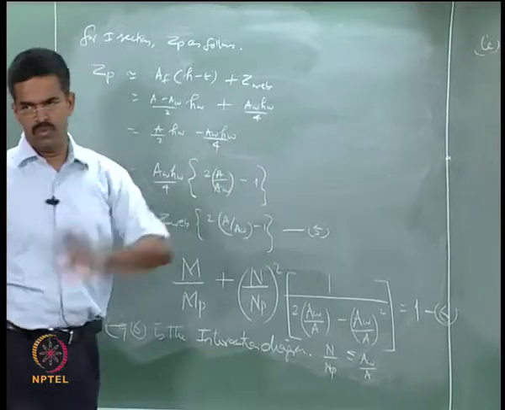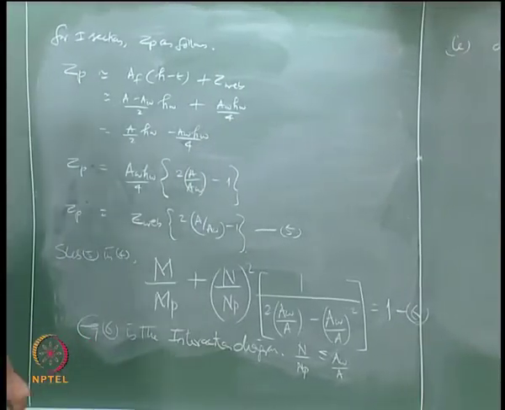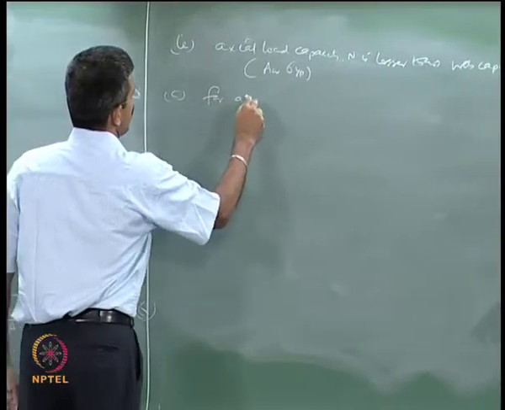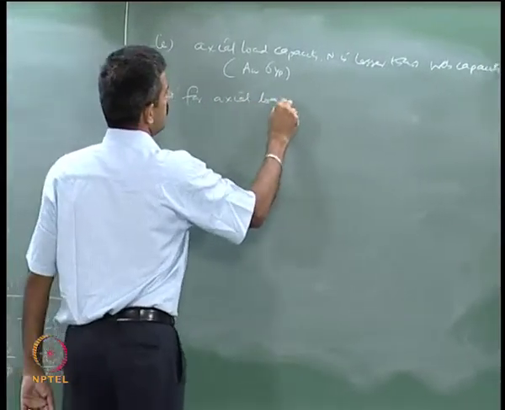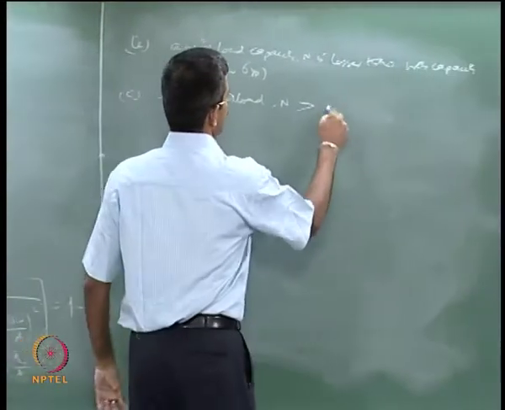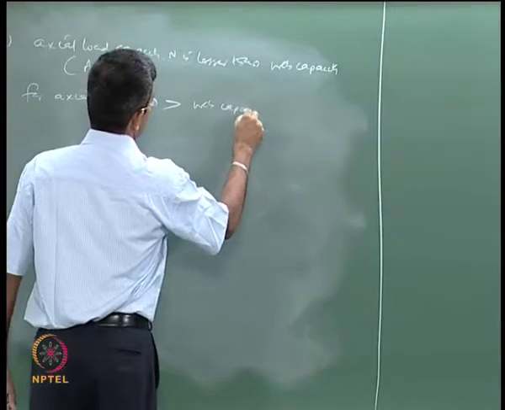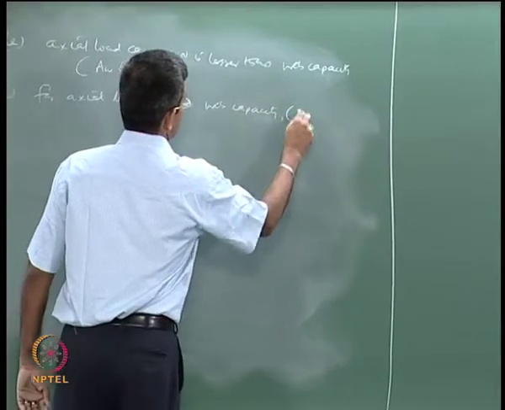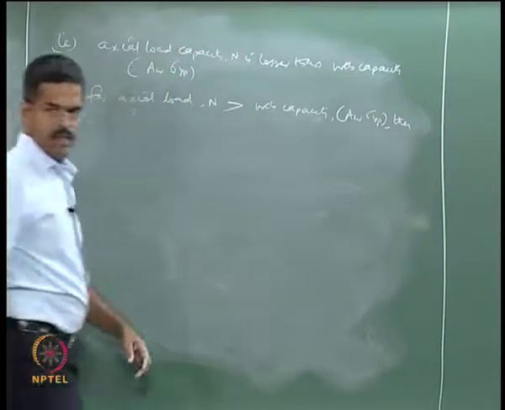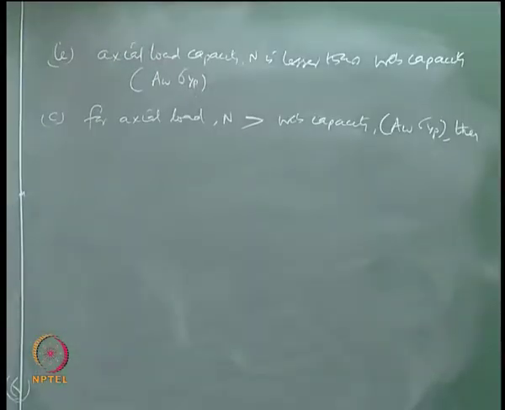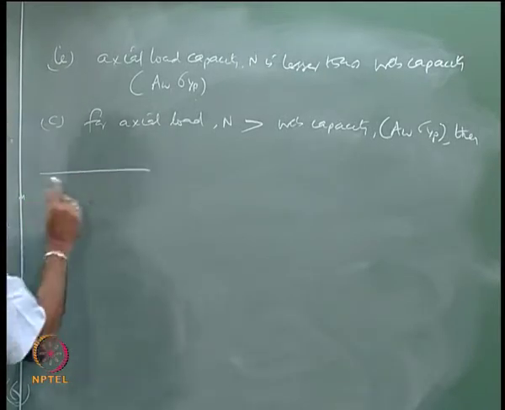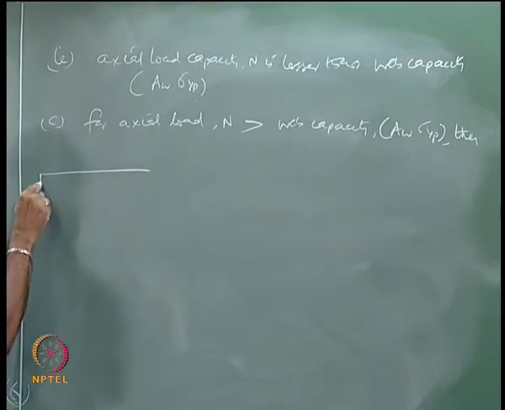If it is not true, for axial load capacity greater than the web capacity, that is AW sigma yp, then the equation goes slightly different. Let us derive that again.